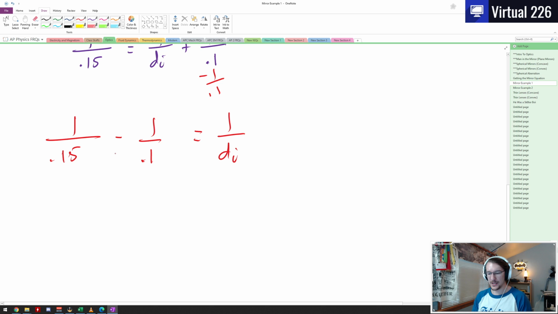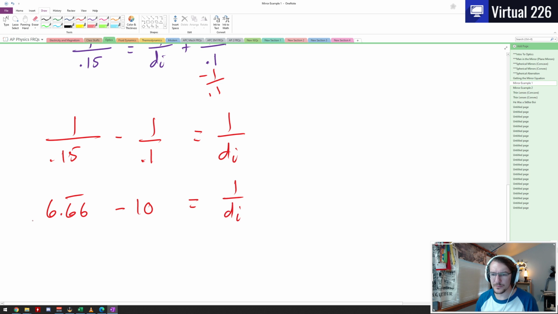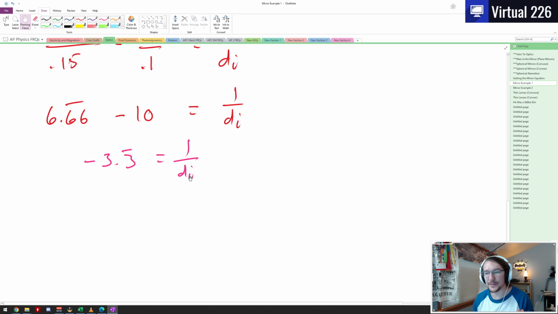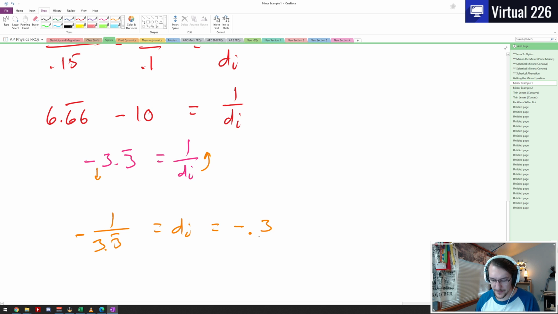So when I do this, what I'm going to get is 1 over 0.15 is 6.66, repeating, of course, minus, and then 1 divided by 0.1 will give us an easy 10, and that's equal to 1 over di. Okay? Now, why does this matter? Well, 6.666 repeating minus 10 is going to give me negative 3.3 repeating. That's equal to 1 over di. Now I need to flip this, so 1 divided by the 3.3 repeating is going to equal di, because I need to take reciprocals of each side. So 1 divided by 3.333 repeating gives me di. Well, this is a negative, and we find that di is going to equal negative 0.3, okay? Which means that it's at 30 centimeters or 0.3 meters.